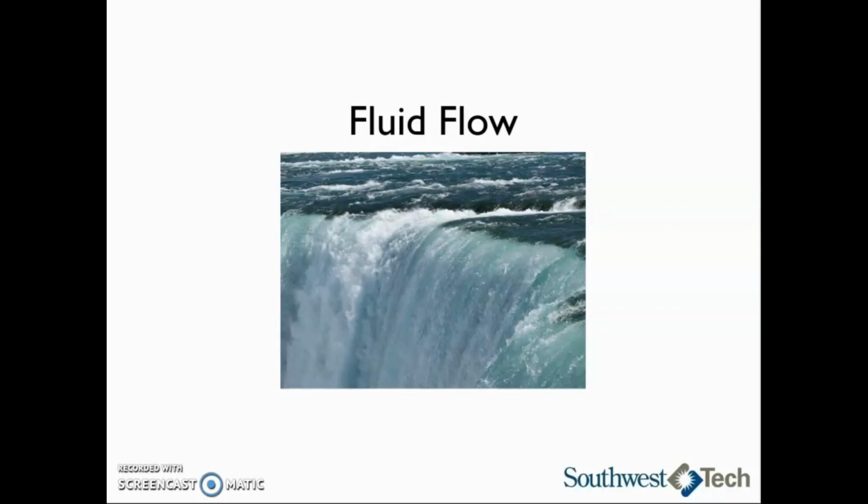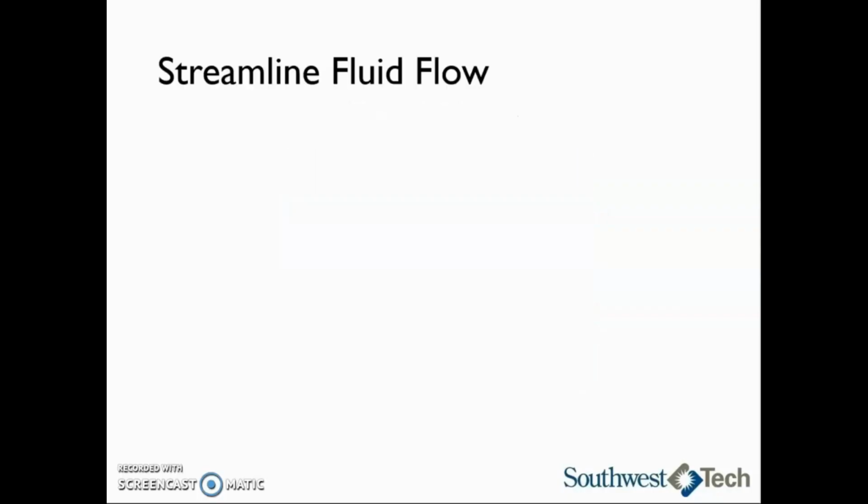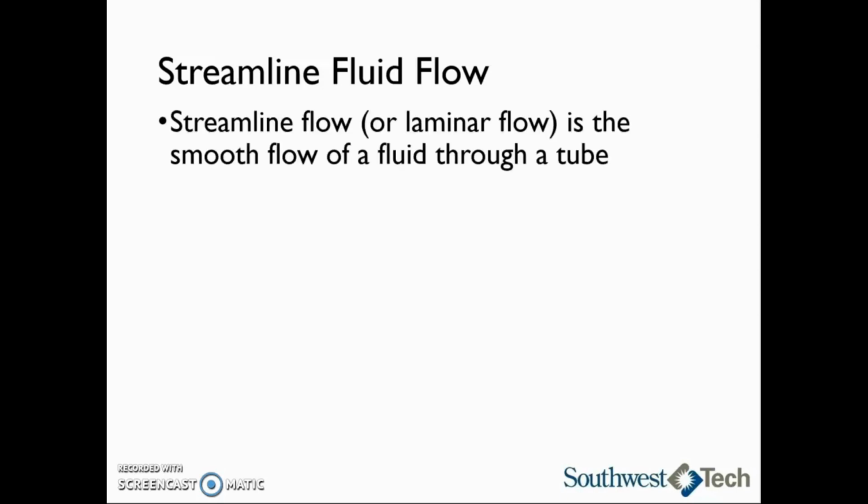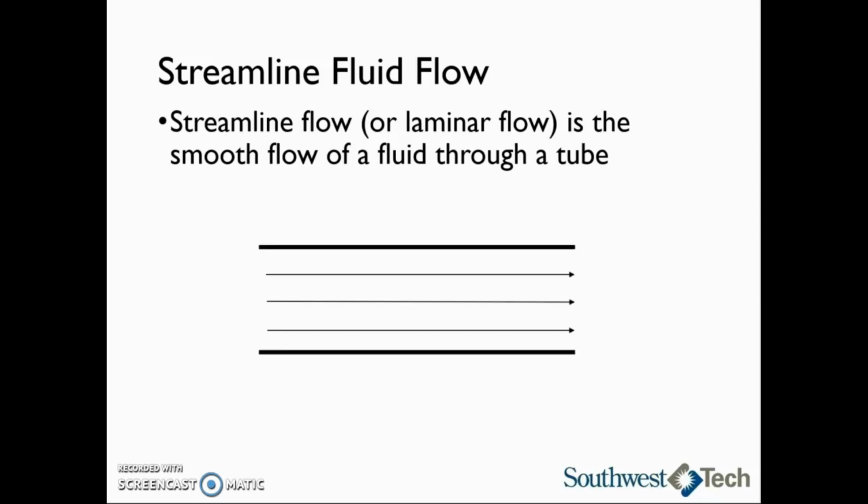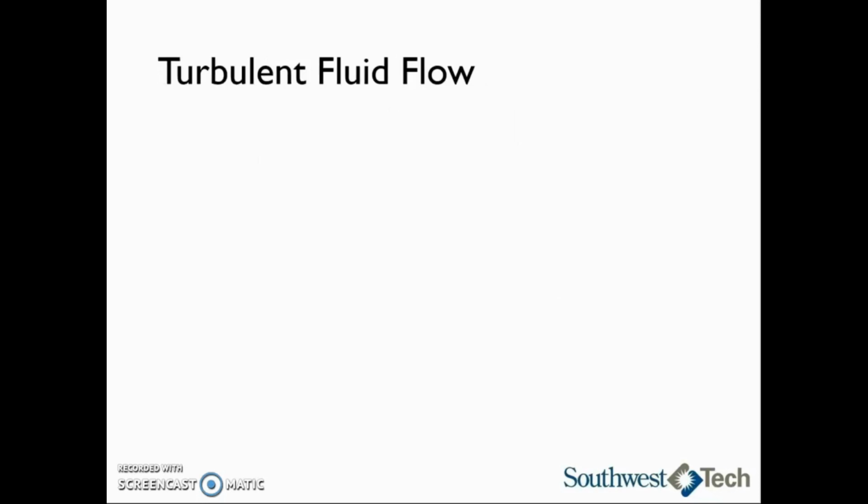Our sixth lecture video on fluids will cover fluid flow. There are a couple different types of fluid flows that you can encounter. Streamline flow, also called laminar flow, is the smooth flow of a fluid through a pipe or tube. In this picture, you can follow the arrows or streamlines and see that they're all pointing in a straight line.